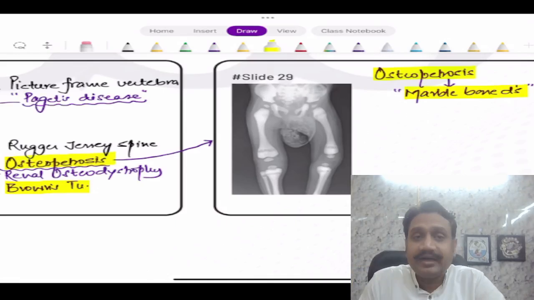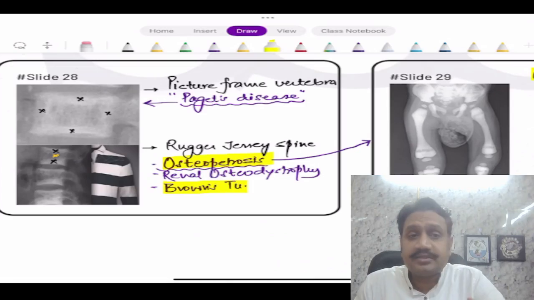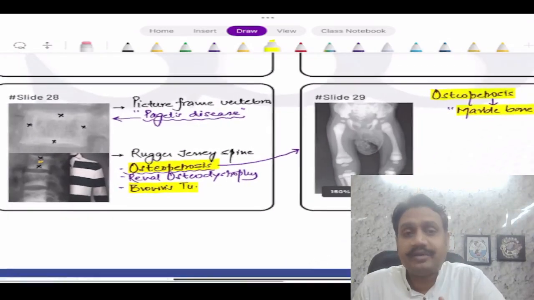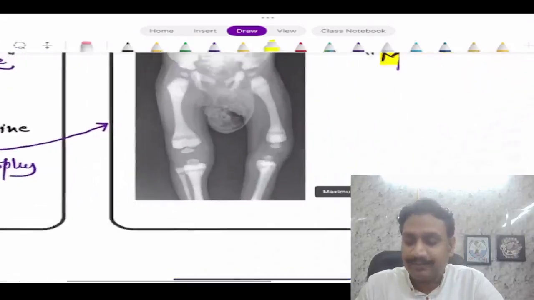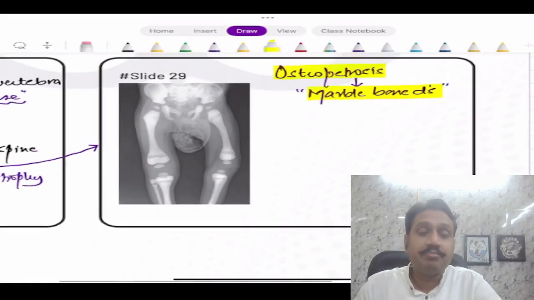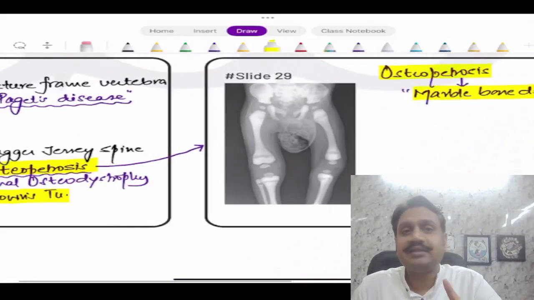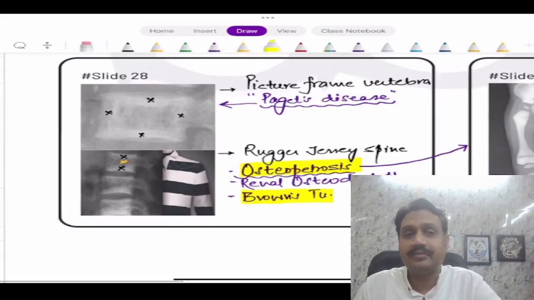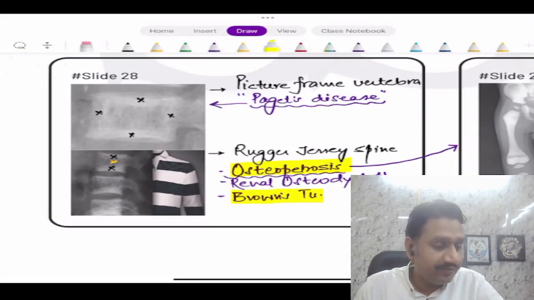Osteopetrosis brings what kind of vertebra, we said? The Rugger jersey. And another cellular disorder, Paget's, brings what kind of vertebra? The picture frame. That is the difference. So if you get absolutely white bone, petrosis, the marble bone disease, the defect is that the clasts are not working. And when all the four margins are white, picture frame vertebra. Right? It should be very, very clear to everybody.